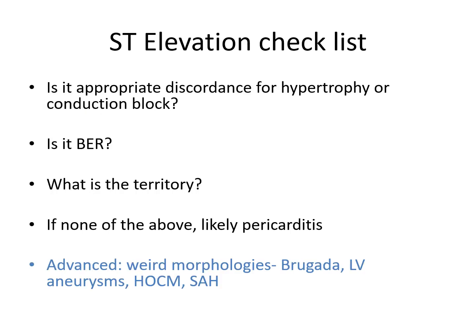So this is your final global ST elevation checklist. First, are there any bundle branch blocks or hypertrophy which could account for these ST elevations? Is it benign early repolarization by history and by EKG? If not, does it follow a particular territory? And if none of the above is the case and the ST elevations are everywhere, it is likely pericarditis.